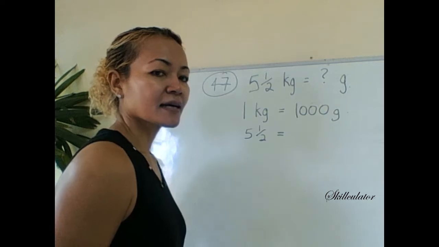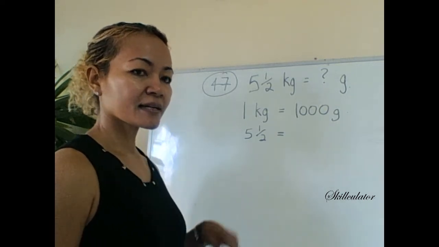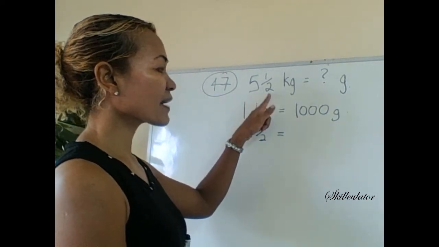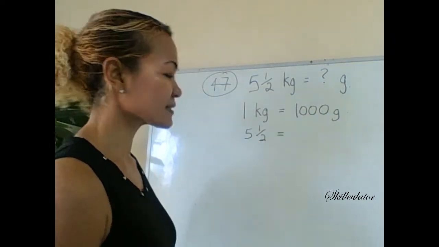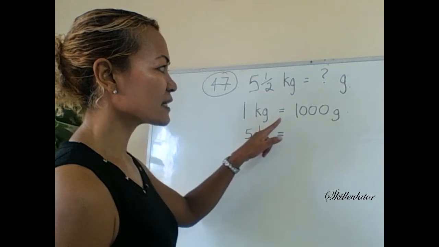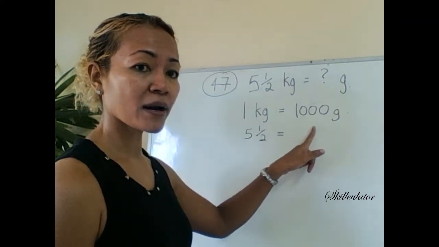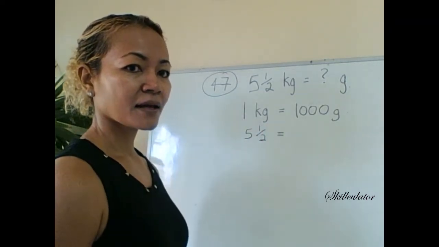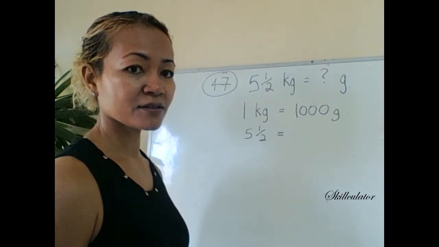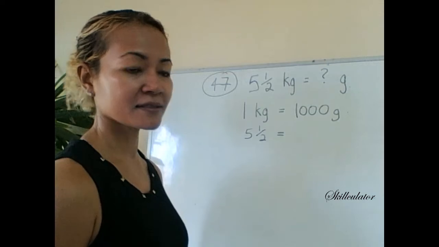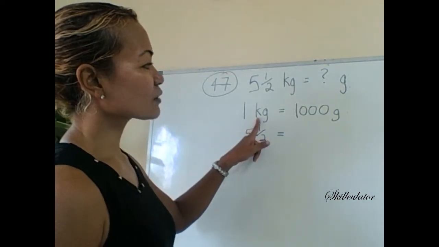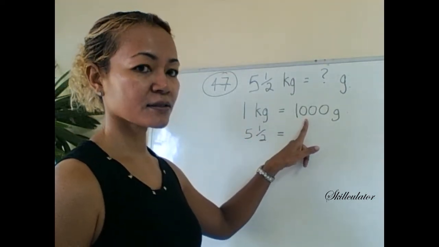Number 47 asks you to express 5.5 kg in grams. Take it step by step. 1 kg is equal to how many grams? 1,000. Because kilo means 1,000. So 1 kilogram is equal to 1,000 grams.